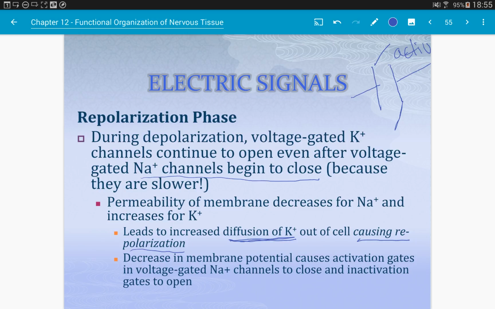During the repolarization phase, the activation gates close and our inactivation gates are open. So when our activation gates are closed and the inactivation gate is open, then you are back and ready to go again to re-stimulate the cell. So it has to be at this setting, activation closed and inactivation open, in order for that cell to be re-stimulated.